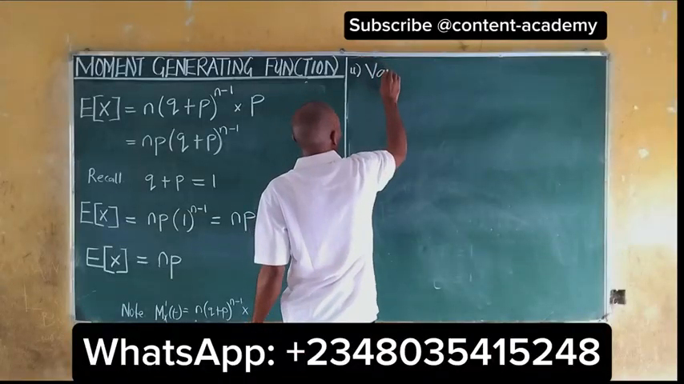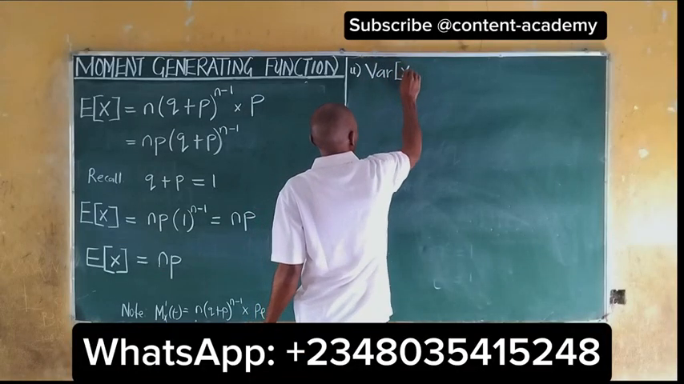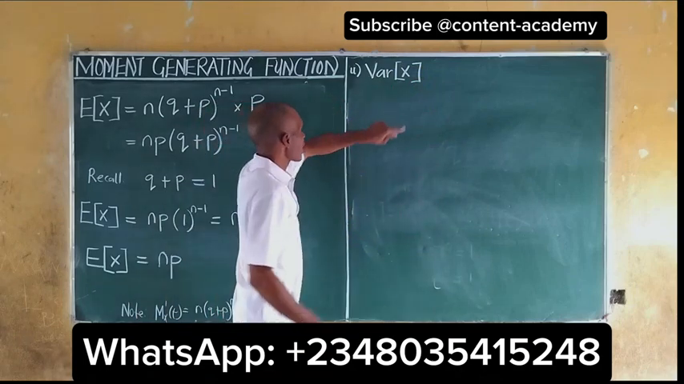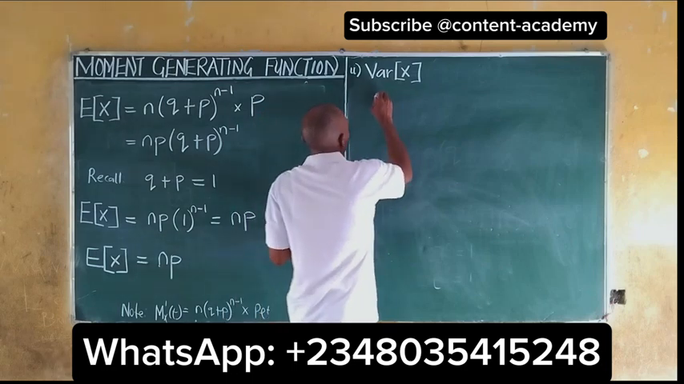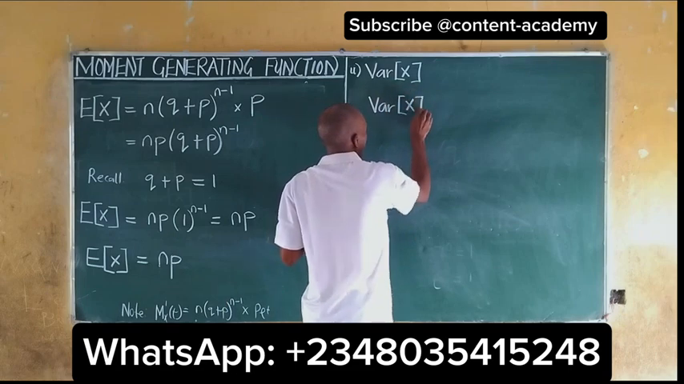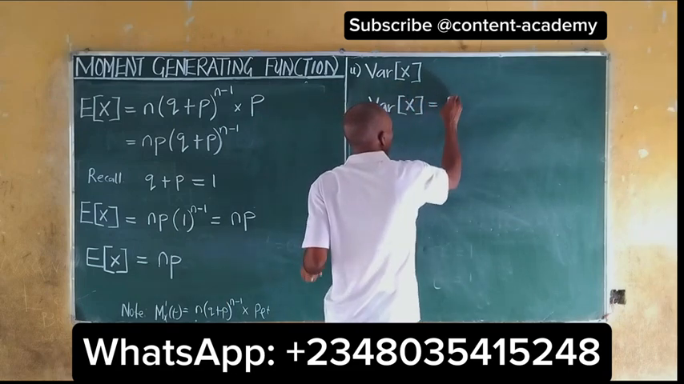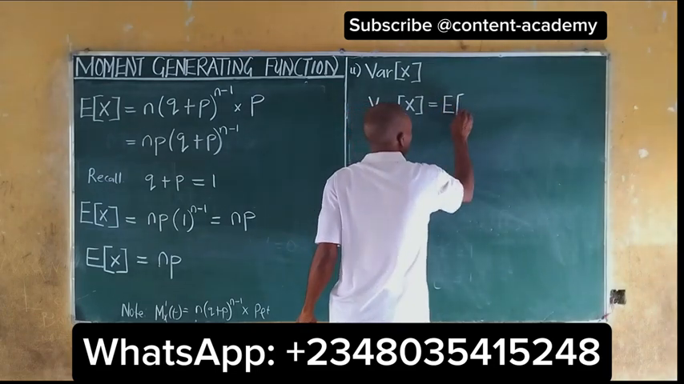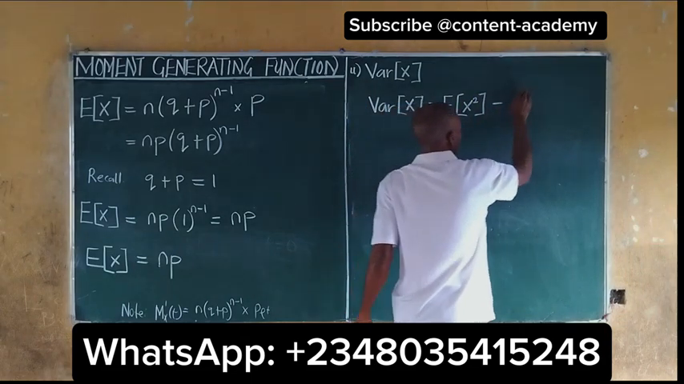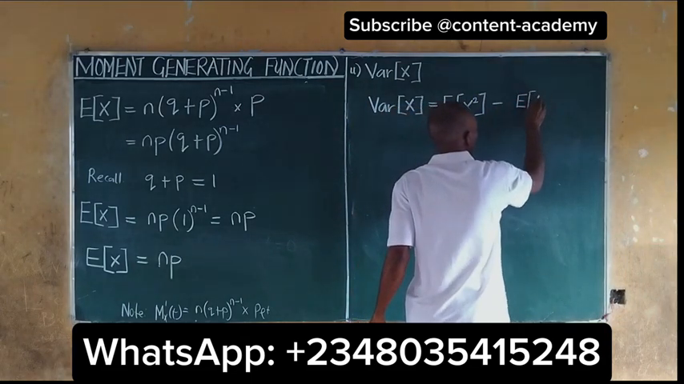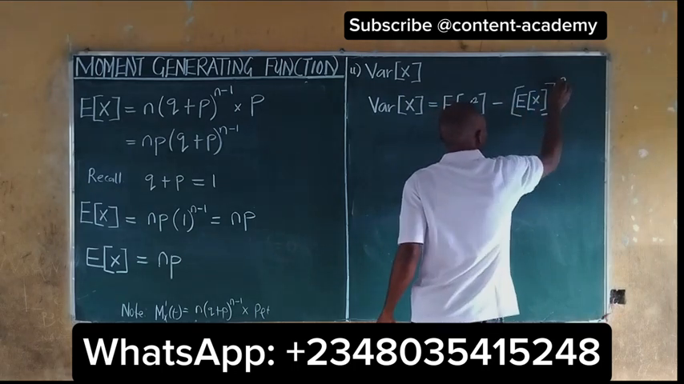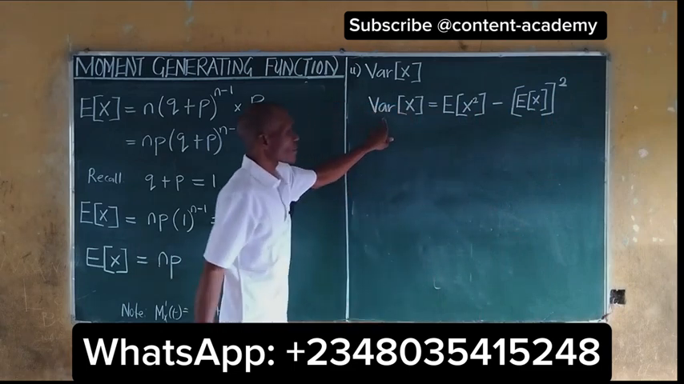Obtain the variance of x. Of course, we should note that the variance of x is equal to the expected value of x squared minus the expected value of x, all squared. So this is simply the variance of x.